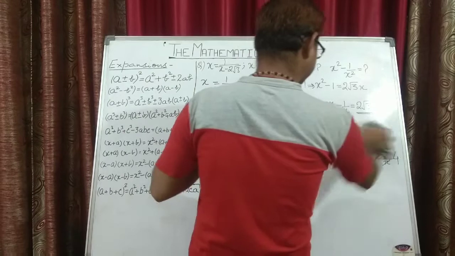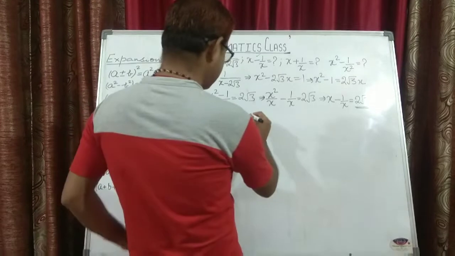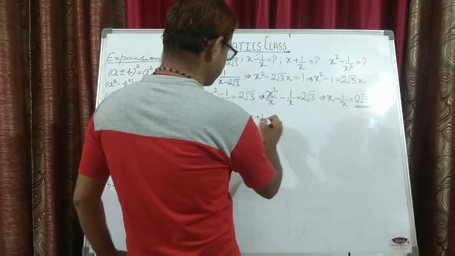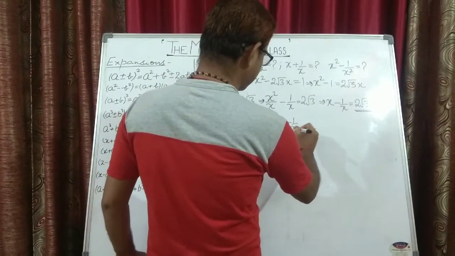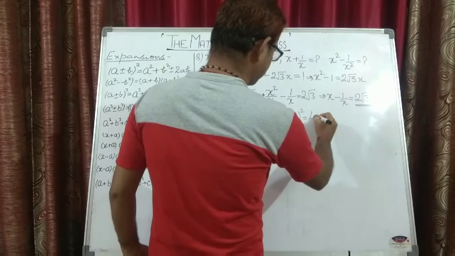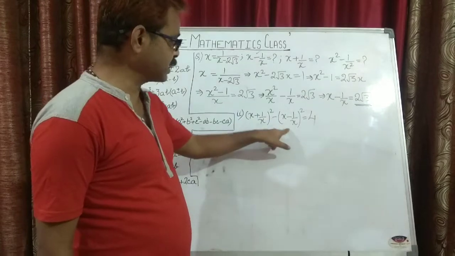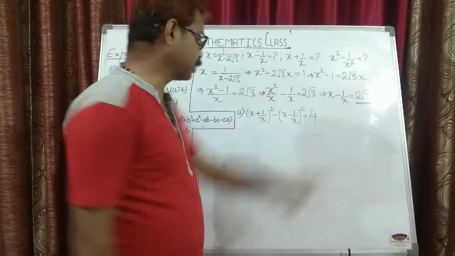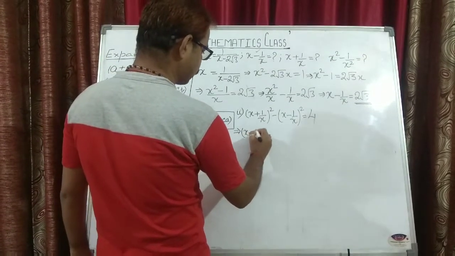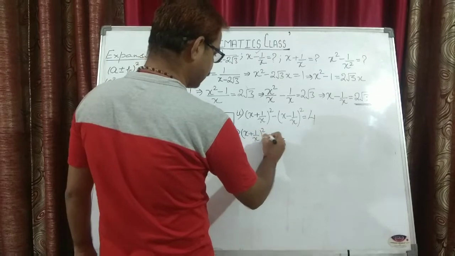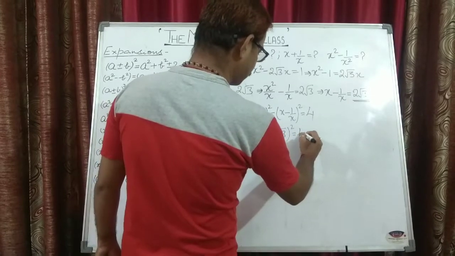Now look at this. We can say that (x plus 1 upon x) whole square minus (x minus 1 upon x) whole square is equal to 4. Just now we have proved it. x plus 1 upon x you need to find out. x minus 1 upon x you already got as 2 root 3. Simply substitute the values. So this will be (x plus 1 upon x) whole square minus (2 under root 3) whole square is equal to 4.